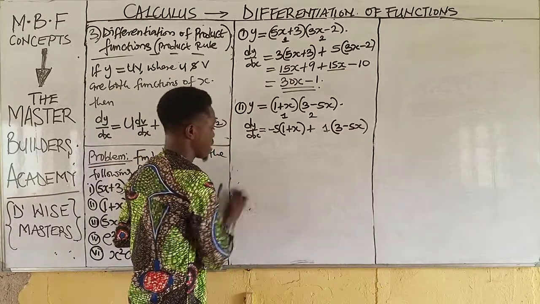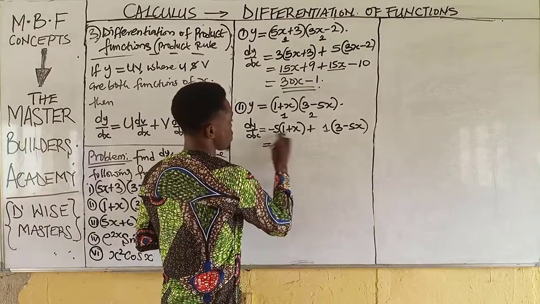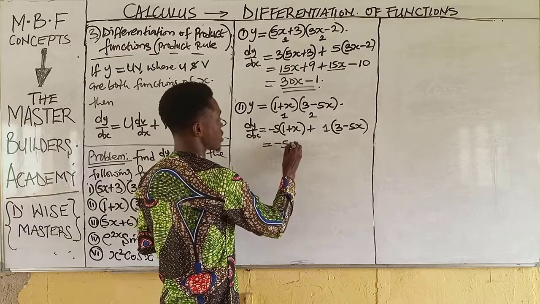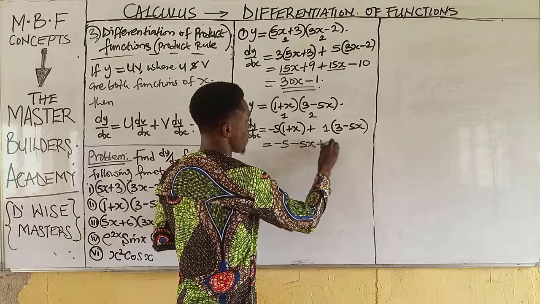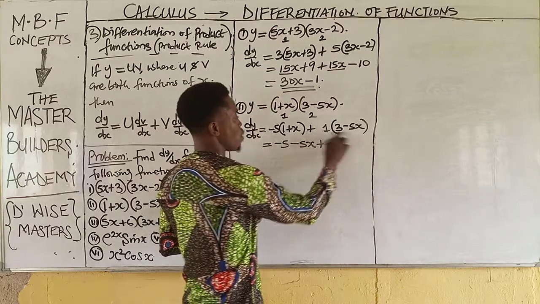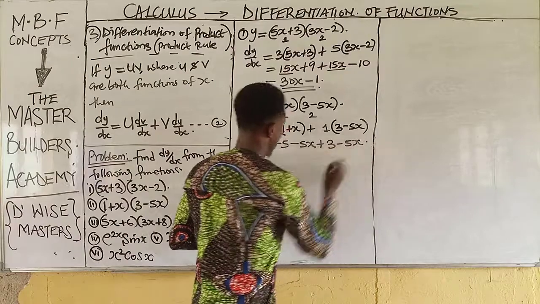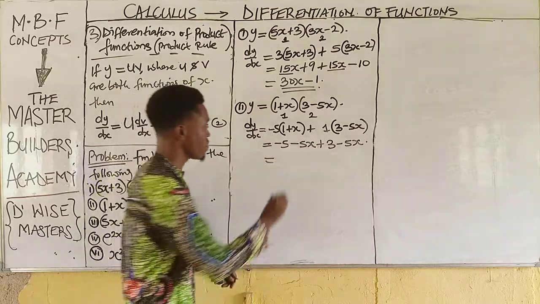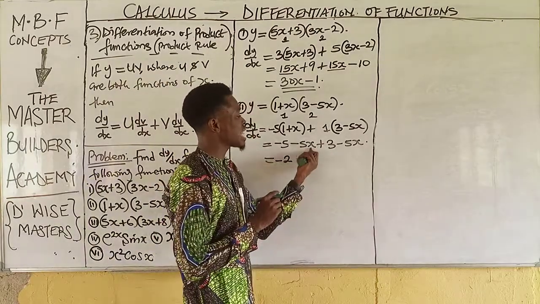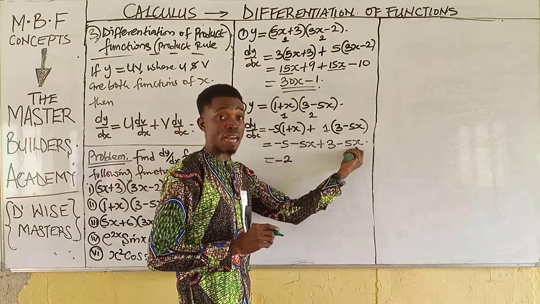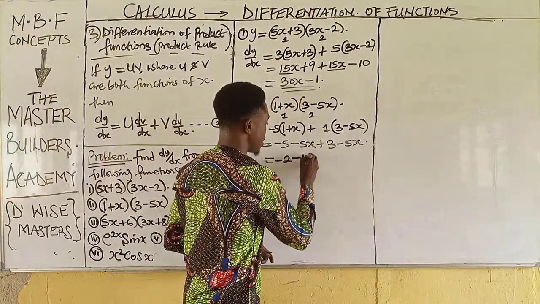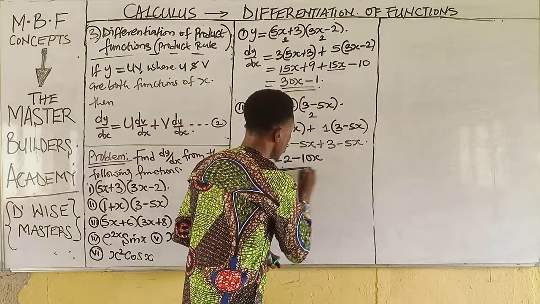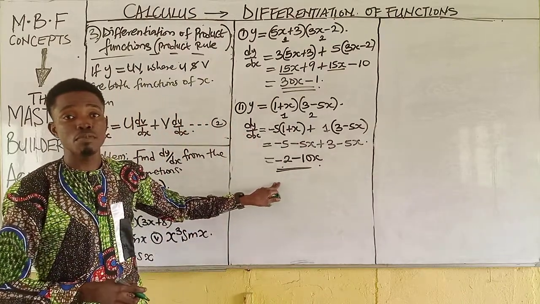Then guys, what do we have here? All we simply do is to clear up the bracket. Minus 5 multiplied by 1, we have minus 5. And minus 5 multiplied by x, we have minus 5x. Plus 1 multiplied by 3, we have 3. And 1 multiplied by negative 5, we have negative 5x. So at this point, negative 5 plus 3 belongs to the same family, and that would have given us negative 2. And negative 5x minus negative 5x would have given us what? Negative 10x. So minus 2 minus 10x is the answer to this question. It's as simple as this.